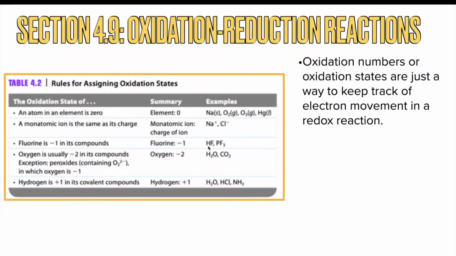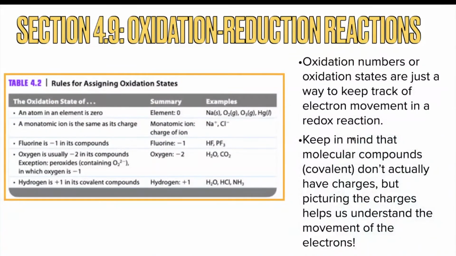fluorine here in PF3 does not have a -1, because we already know that this is a covalent compound. So it's sometimes just a nice way of keeping track of what electrons are doing, though, which is why we use this particular type of method to track electron movement. And so, like it says, picturing the charges lets us know which direction electrons are moving, which can be useful to us. So we're going to basically use these rules.